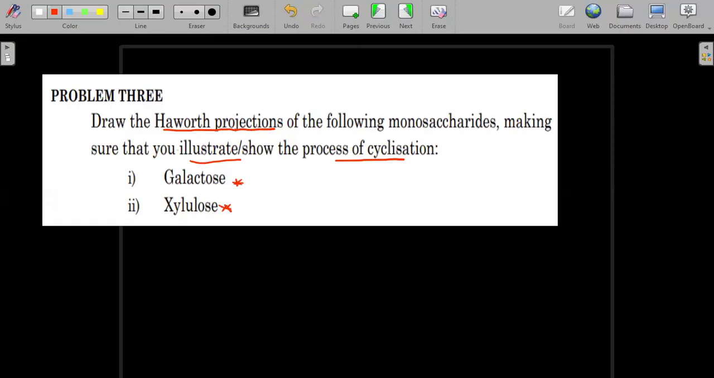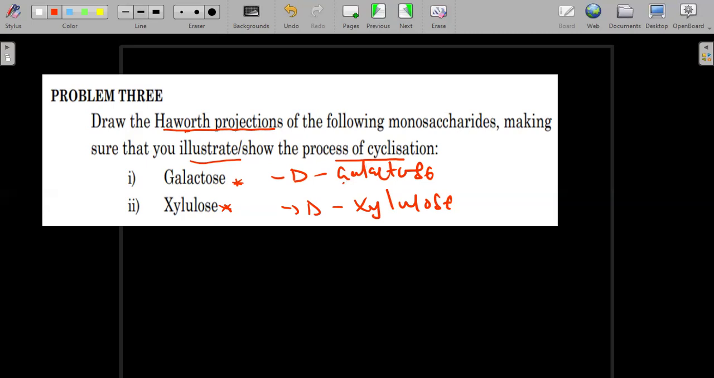Before you draw the Haworth projection, you have to know the conformation of this sugar that you've been given. In most cases, they use the D conformation. So here we are going to use D-galactose, and even here we're going to use what? D-hexerulose, like that. We're going to get this D-galactose, and then we are going to turn it into a ring from its Fisher projection.